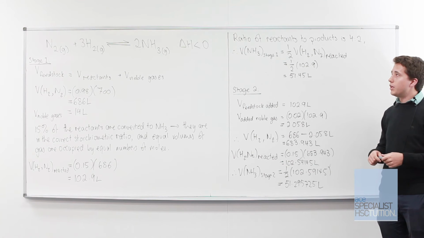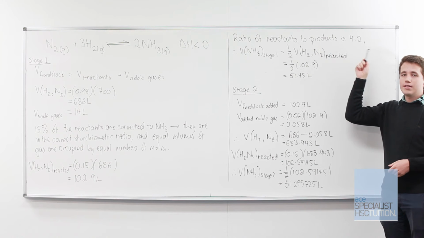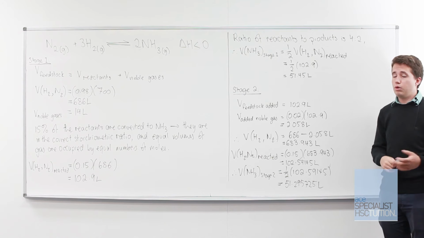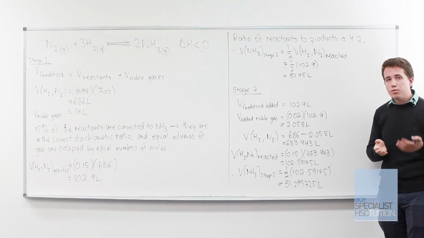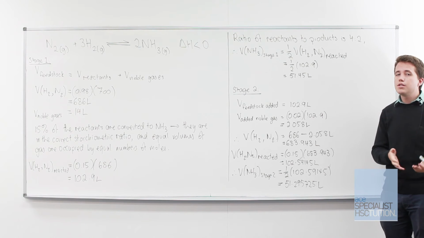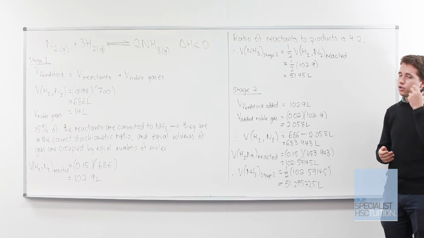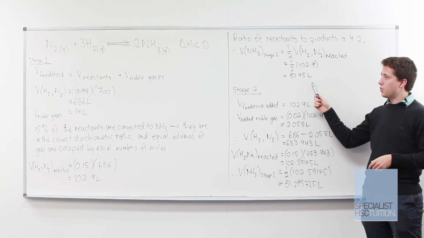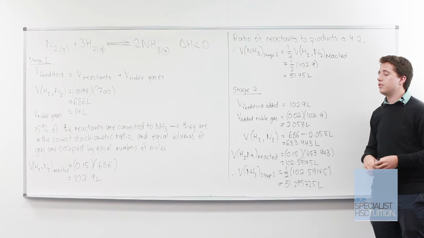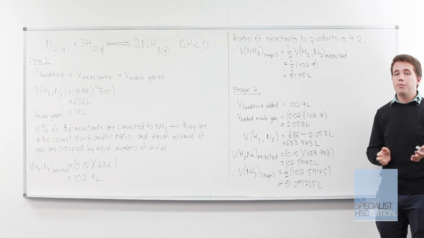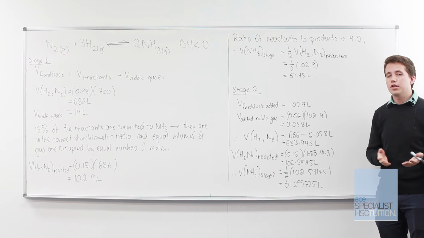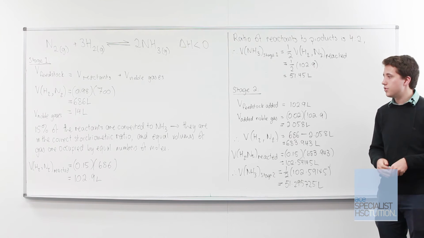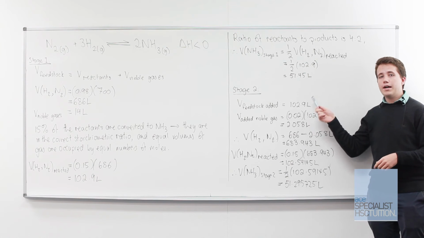Once we've found that number, we can find out how much ammonia was produced in stage one of the reaction. Now we know that the ratio of reactants to products is 4 to 2, so 2 to 1. That means that the volume of ammonia that is produced is going to be half of the volume of reactants that we put in to make that ammonia. So in this case, this will come out to 51.45 litres of ammonia. We're going to keep this number for later because we need to work out the total amount of ammonia that has been produced. Now we have to think about stage 2.